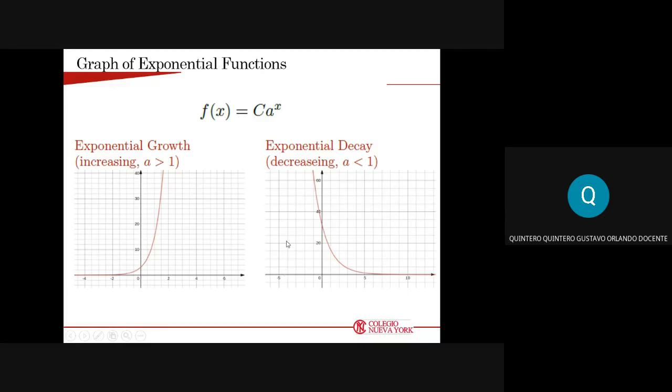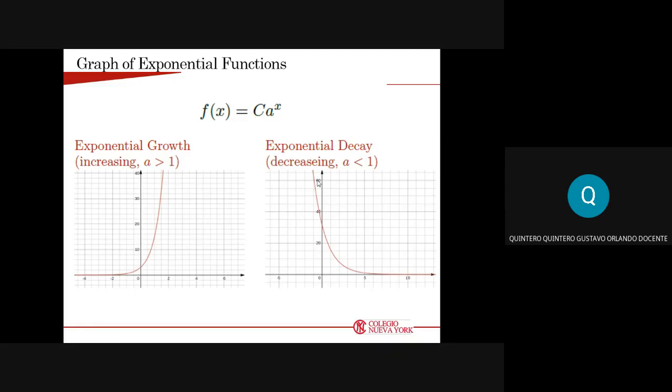And if we take a look at the other function, again, from left to right, the function is very big, and now it is going down. It is decreasing in value. So that is called exponential decay. All right?